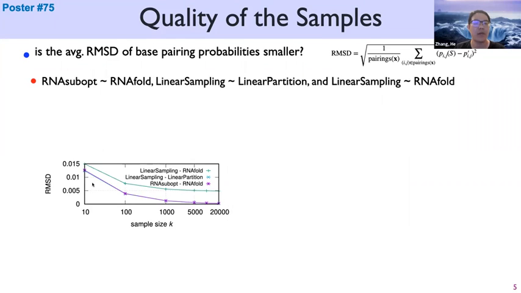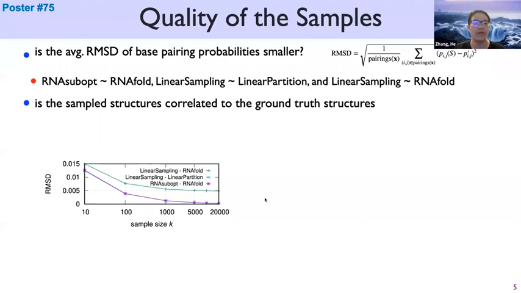We can see that the average RMSD are quite small. For example, even with sample size 10, the RMSD between linear sampling and RNAfold is only 0.015 and is even smaller between linear sampling and linear partition. With the sample size increases, the average RMSD goes very close to 0.